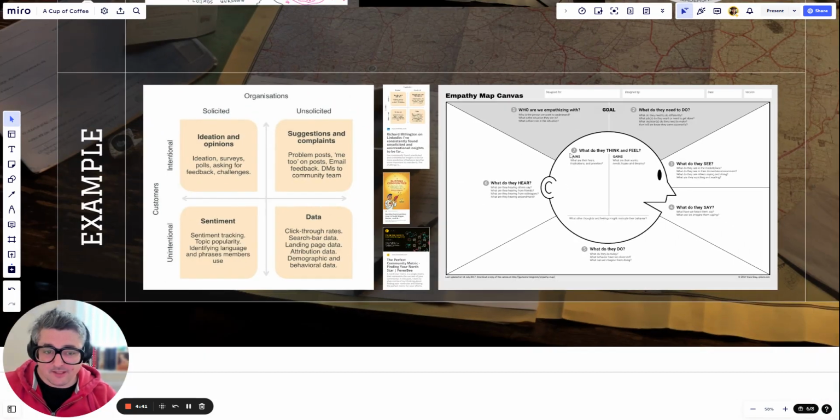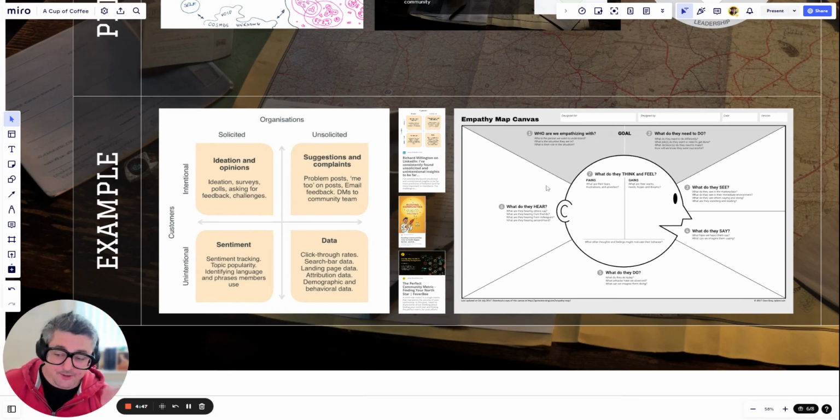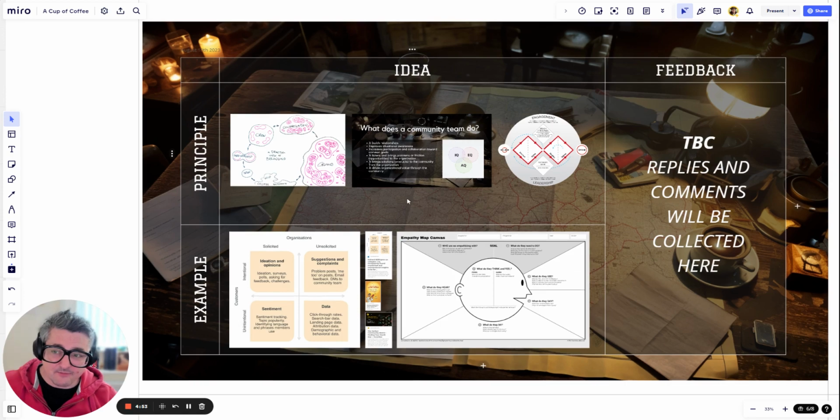So this is just illustrative, but you're trying to build this up in your head, an empathy map canvas, and then you want to put them into a level of abstraction that people can make decisions with. So that's my 5 minutes.